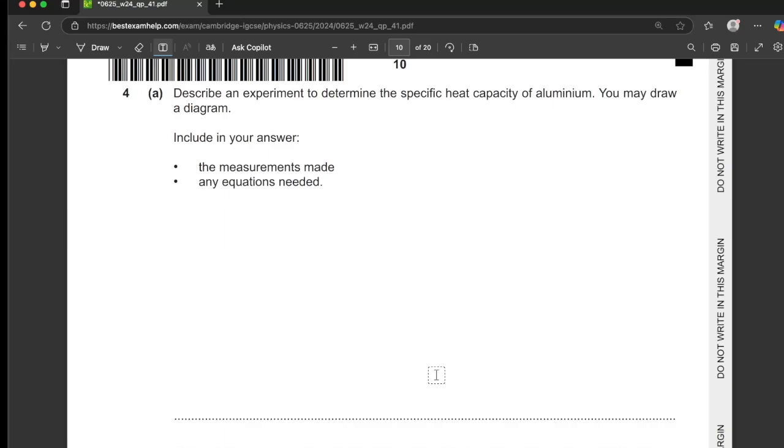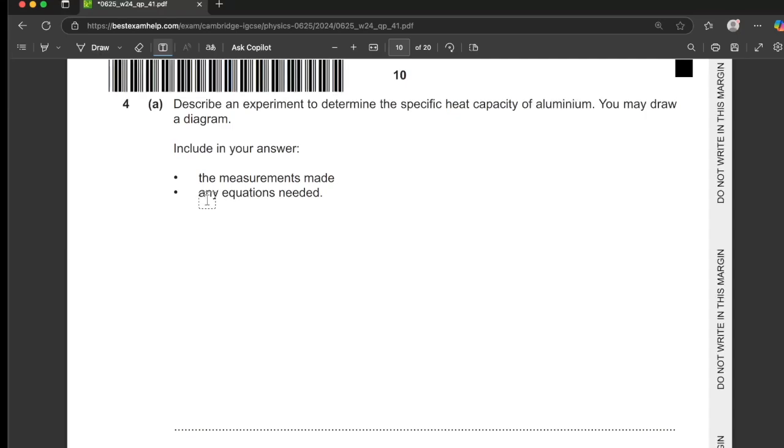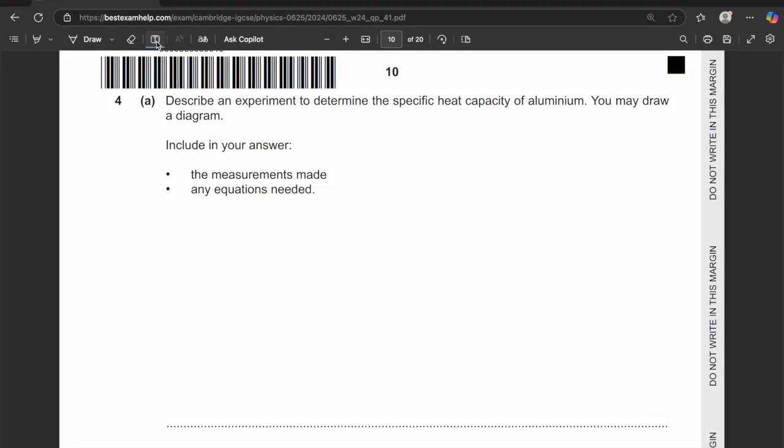So for A, describe an experiment to determine the specific heat capacity of aluminum. You may draw a diagram, including in your answer the measurements made and equations needed. So firstly, because we're looking for specific heat capacity, obviously we need the equation of that. So C is equal to delta E divided by m delta T.